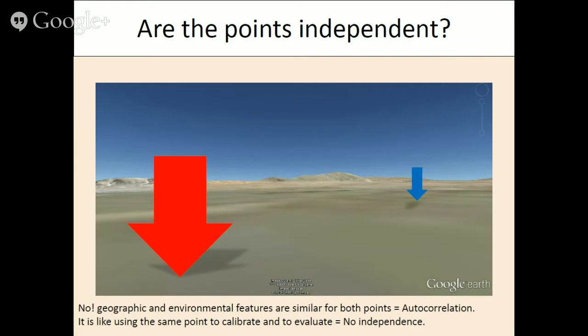And if we use the red point to calibrate the model, and then we use the blue point to evaluate the model, we are not using independent data. We are evaluating the model with the same geographic position or environmental position. We are using the same points for calibration and evaluation.